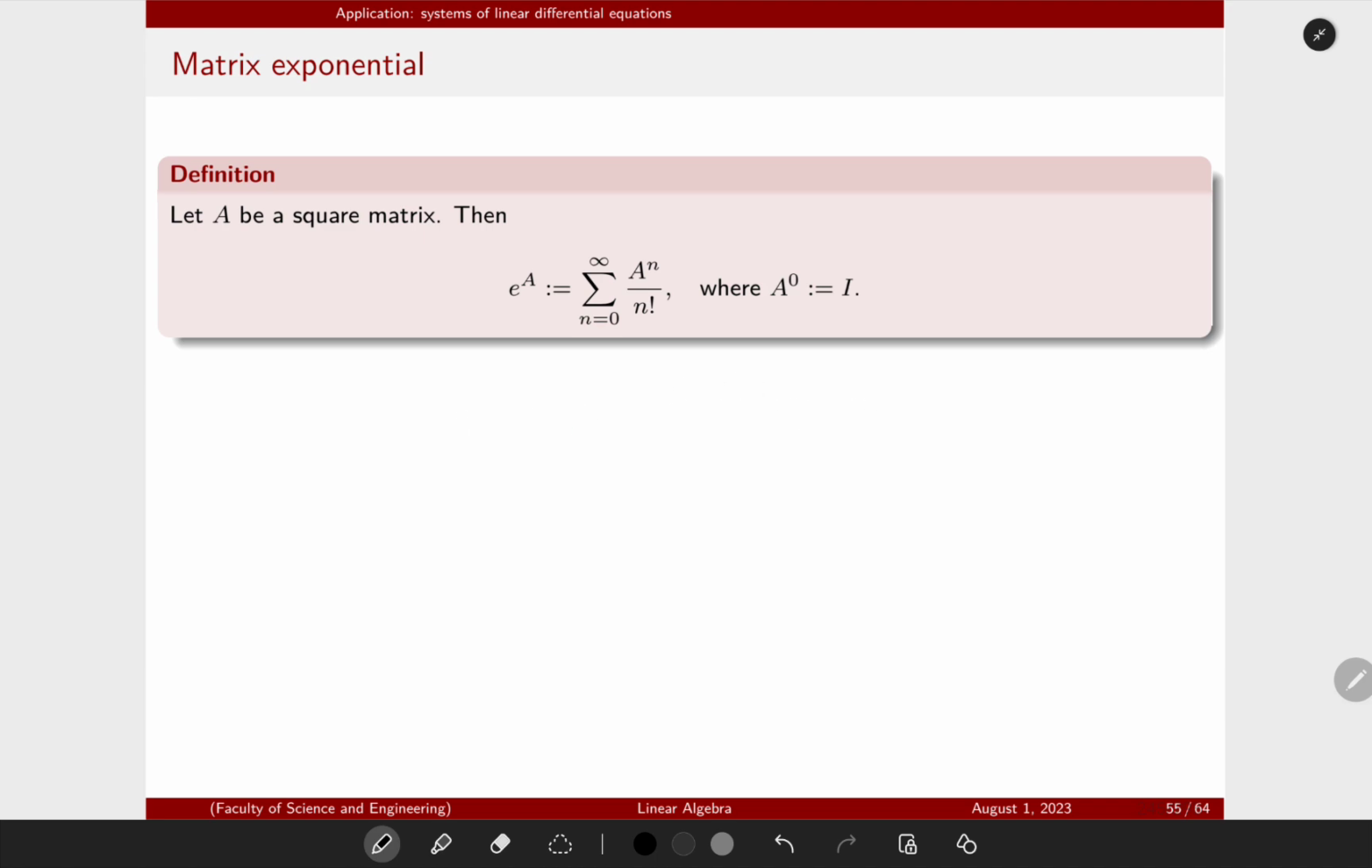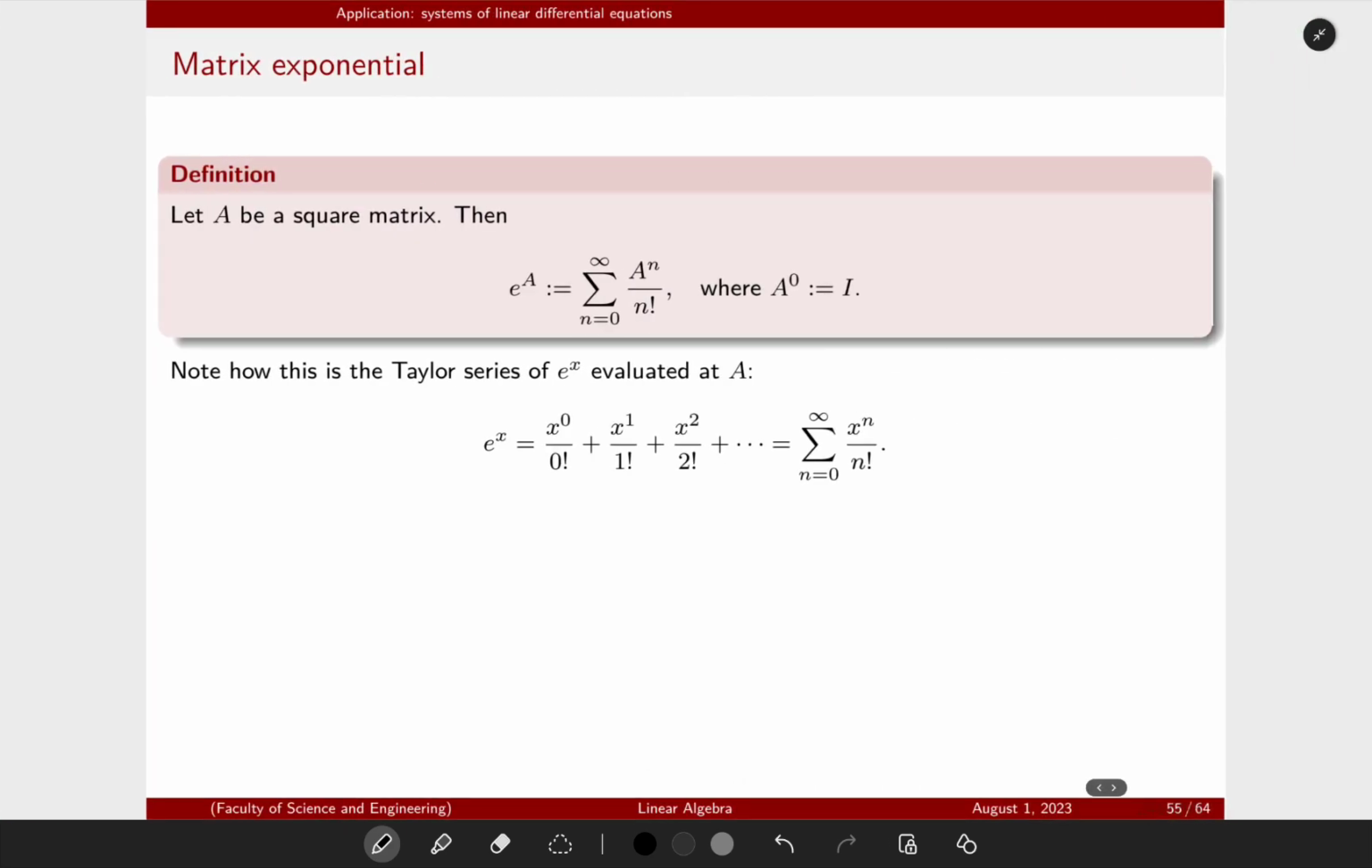What you can show is that this sum actually converges, and it converges uniformly, and we will need this property in a little bit. Exactly, this is what I just showed you. This is basically in some sense a Taylor series of e to the x evaluated at A. So if we write out this Taylor series, and for every x we substitute A, we get what we had here.